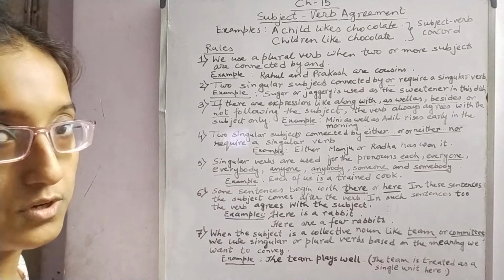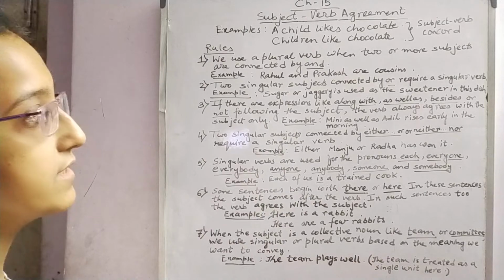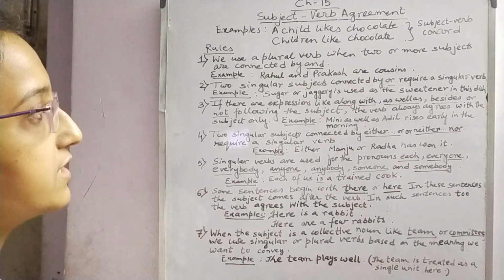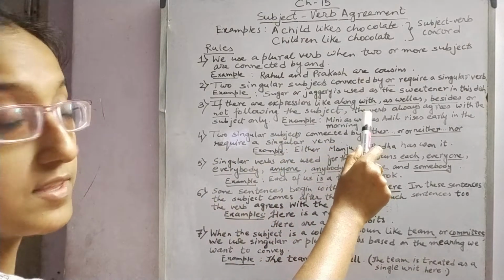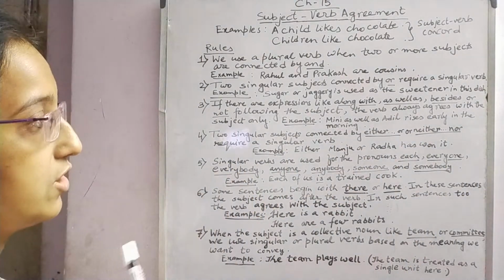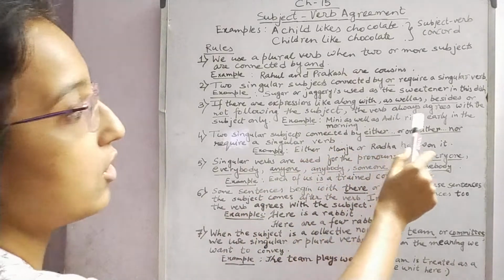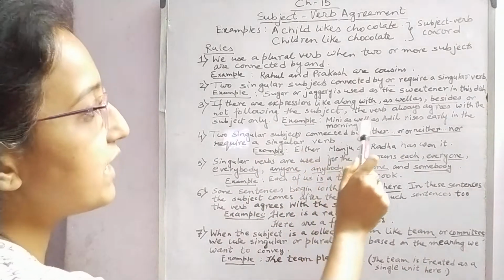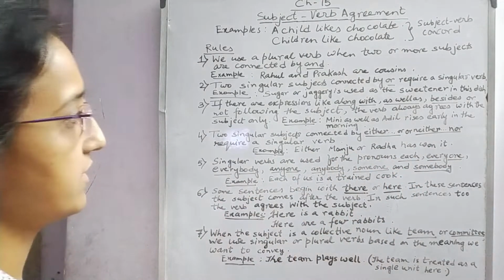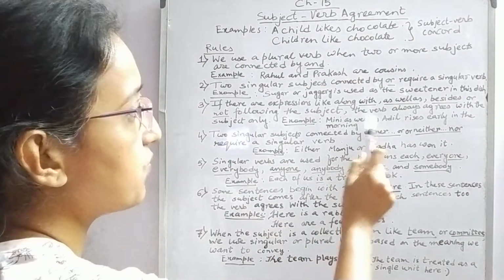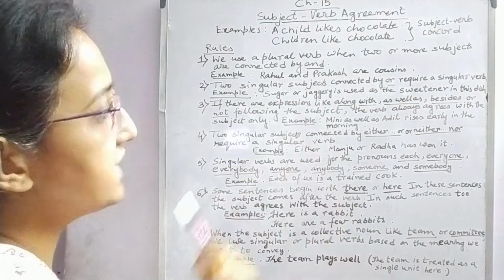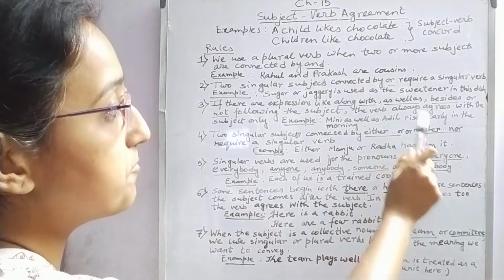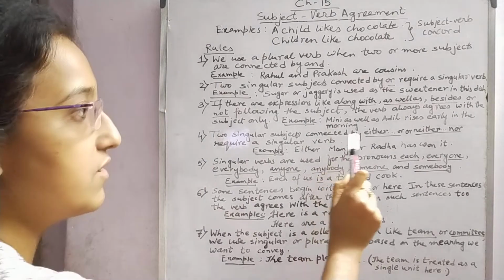Moving forward to the third rule. If there are expressions like along with, as well as, besides or not following the subject, the verb always agrees with the subject only. Let's look at the example. Mini as well as Adil rises early in the morning. Here there is an expression, as well as, following the subject Mini. As told in the rule, the verb rises is agreeing with the subject Mini. Mini is singular, so the verb is also singular.